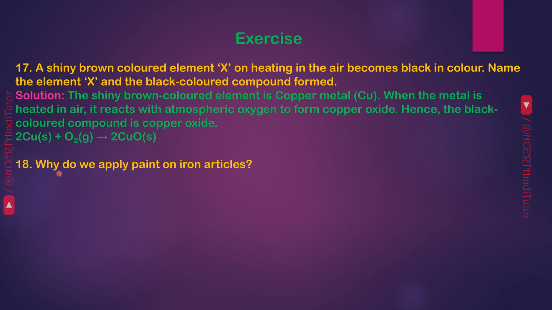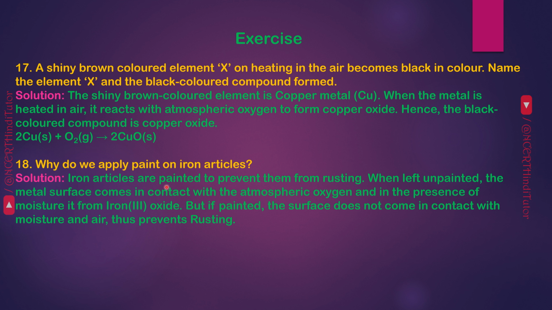Question 18. Why do we apply paint on iron articles? Answer: iron articles are painted to prevent them from rusting. When left unpainted, the metal surface comes in contact with atmospheric oxygen, and in the presence of moisture it forms iron(III) oxide. But if painted, the surface does not come in contact with moisture and air, thus preventing rusting.